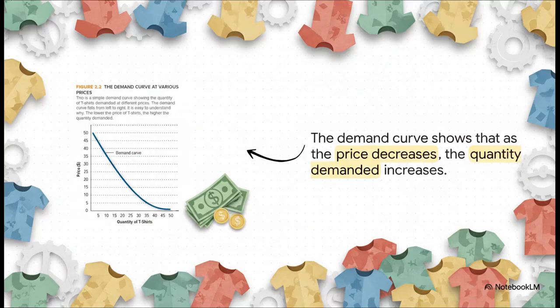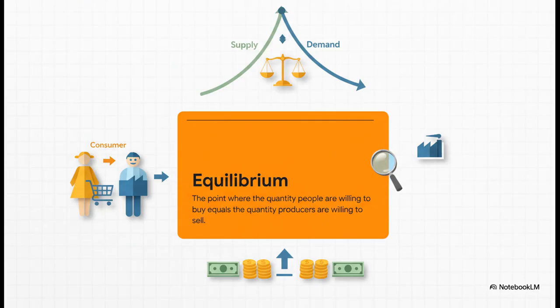Take a look at this. This is a demand curve. And honestly, it just shows a super simple truth about how we all think when we're shopping. Look at these t-shirts. The cheaper they get, the more of them people are going to want to buy. It's just common sense, really. It's human nature. So, where does the magic happen?